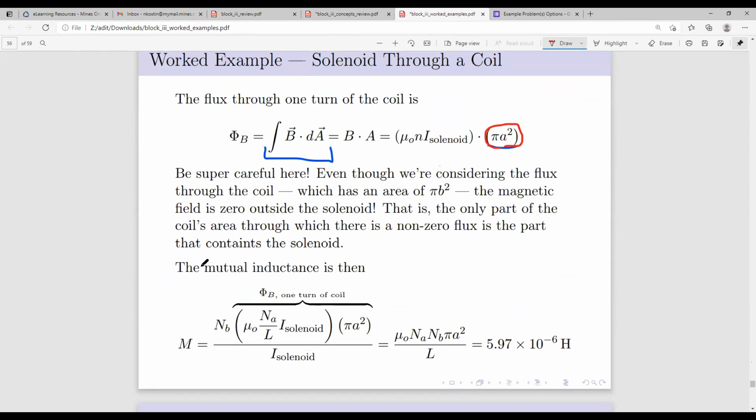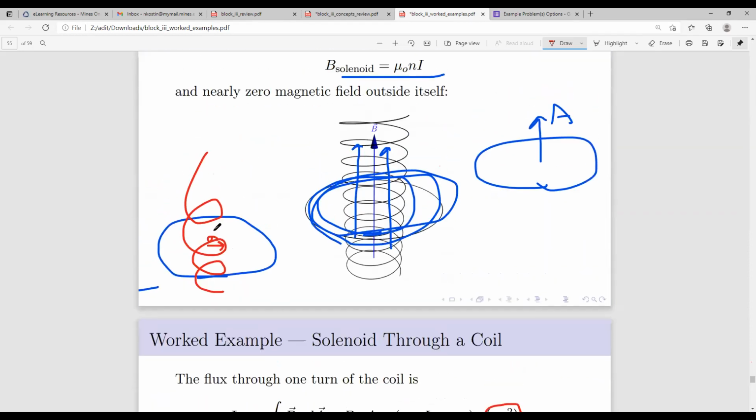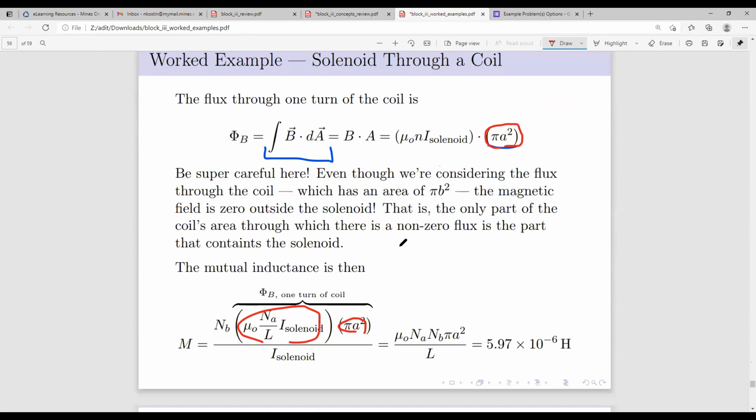Cool. So then the mutual inductance, all I have to do is take the number of turns in the coil, N sub B, multiply that by the flux through one turn of the coil, that comes from the B field of the solenoid, times the area of, again, it's the area of the coil that we're considering, but the only area that matters is that smaller area pi A squared. And I have to divide that by I solenoid, or the current in the solenoid. Those two cancel, and I get this nice expression.